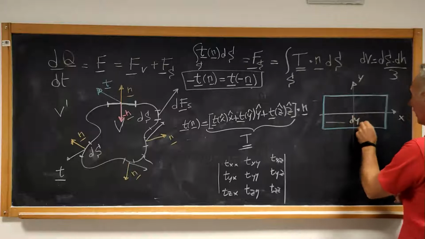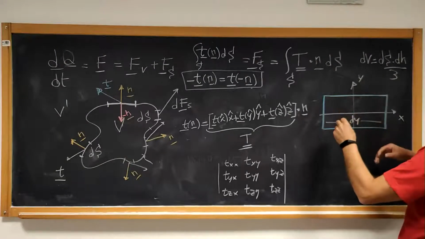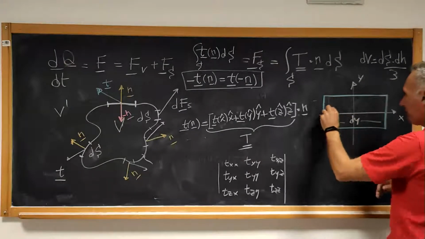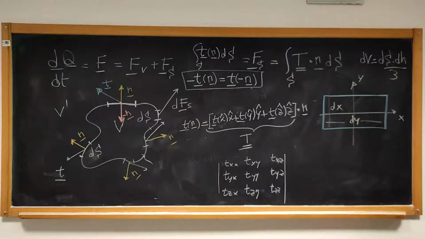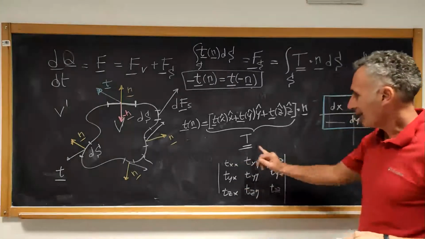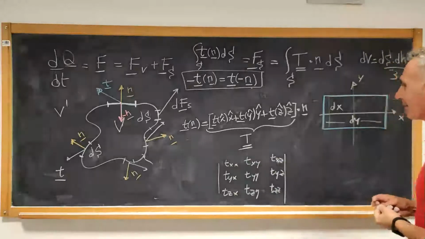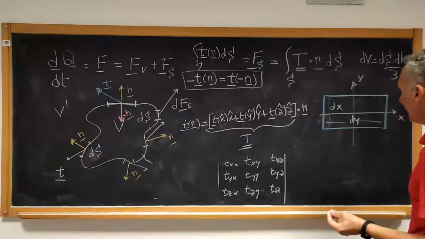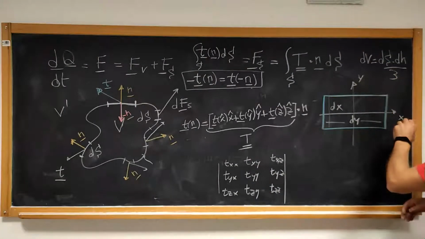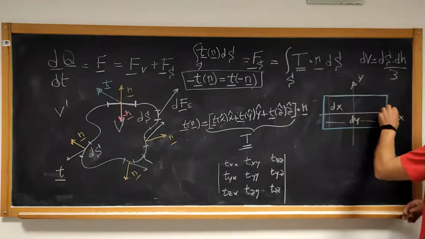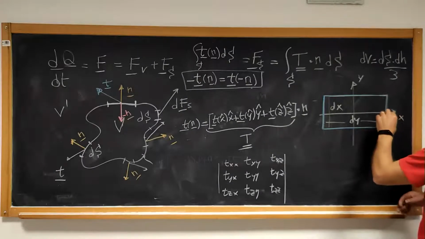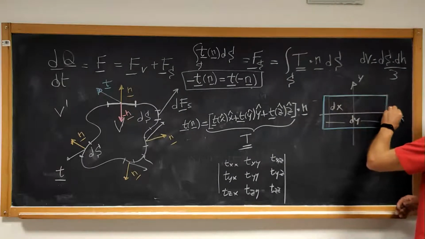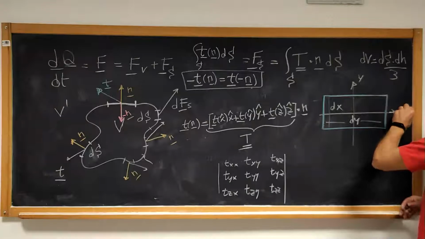So dy would be this length, and another edge of length dx, which would be this one. Good. Now, since we have this tensor, the tensor made in this way, then what we can do is to sketch here the various elements. So txx would be this one.